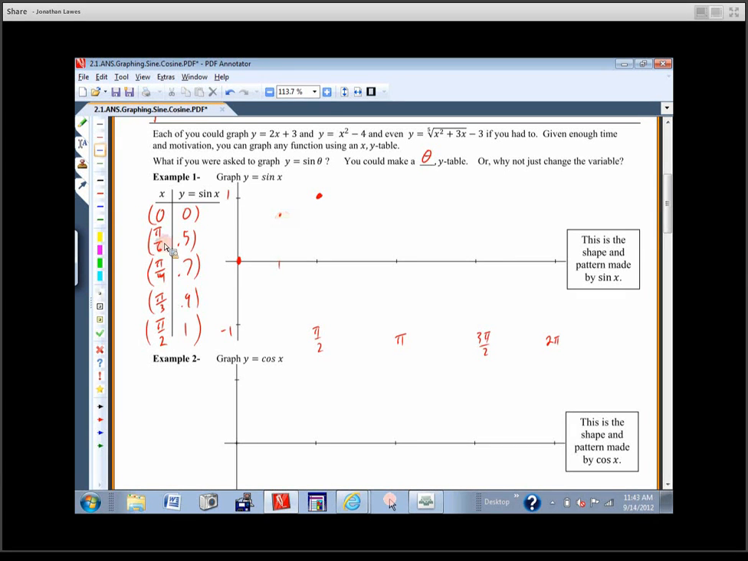Pi sixths. Now pi sixths is 30 degrees, right? If this is the equivalent of 0 and that's the equivalent of 90, 30 would be about right here. And I'm going to go up and graph a point of 0.5. Function value right there is going to be 0.5. And then at 60 degrees, or at pi thirds, so about right there, function value is 0.9. So I'm going to go up here and put 0.9, so really close to 1 right there.